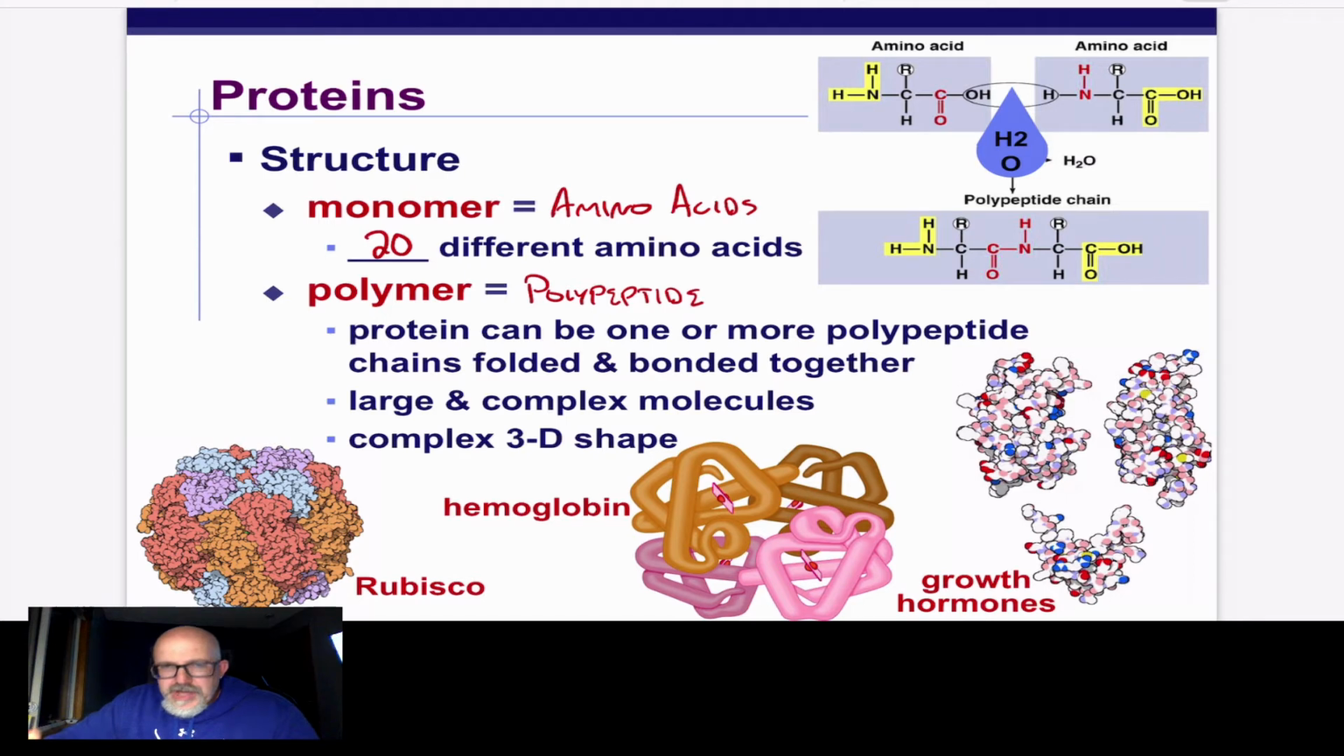And then when you take proteins and fold them up, they get really big, they get really complex. Rubisco, this one right here, is commonly studied. That has 16 different polypeptide chains lumped into one big one. Hemoglobin has 4: 1, 2, 3, 4, 2 alphas and 2 betas. The growth hormone, so there's all kinds.